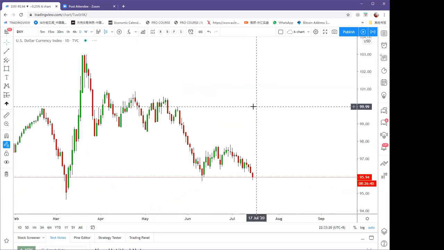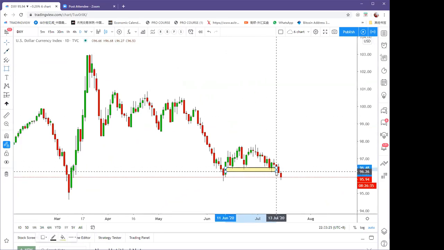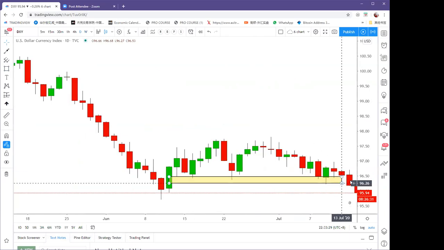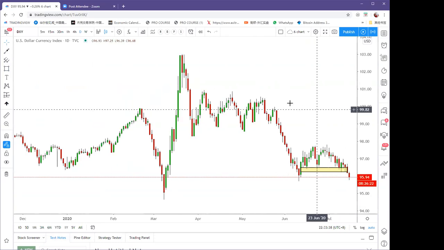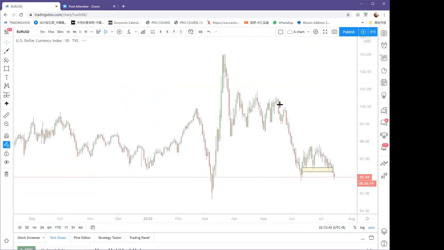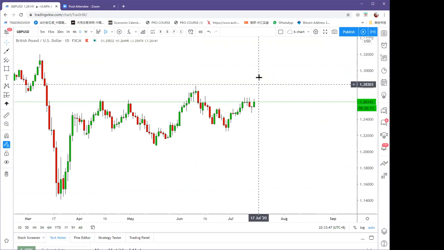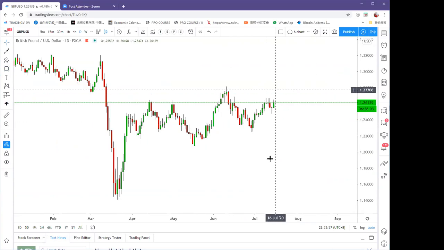In the daily chart, although the dollar tried very hard to maintain above the 96 level, just yesterday it actually failed to hold above 96 anymore. So this is a very good signal that the dollar is going to open the downside room. We can see the euro going up, sterling going up, and basically a lot of the major pairs are moving up.